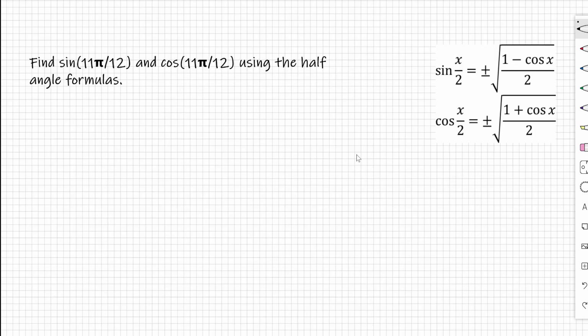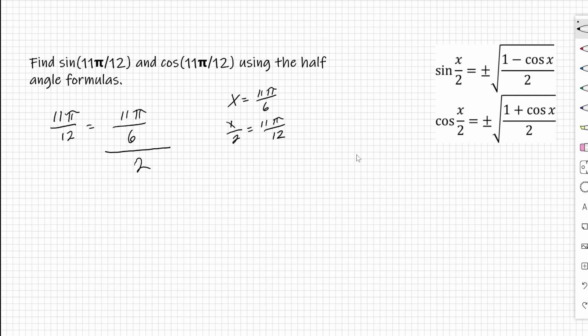Find sine of 11 pi over 12 and cosine of 11 pi over 12 using the half angle formulas. First thing I want to do is realize that 11 pi over 12 is 11 pi over 6 divided by 2. So we can use our half angle formulas with our original angle, using the x's over here. X would be 11 pi over 6, and x over 2 would be 11 pi over 12.